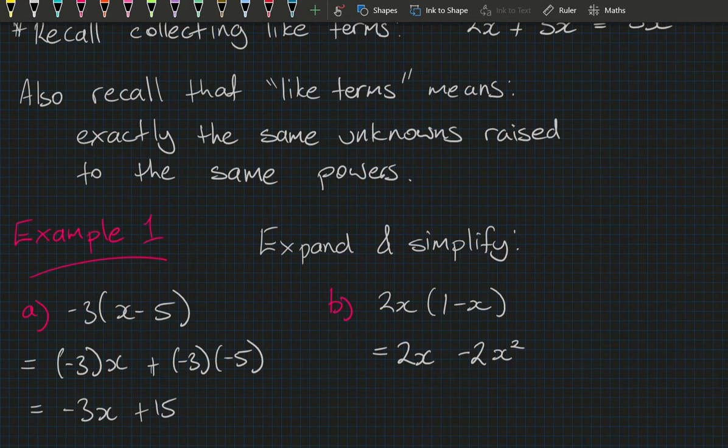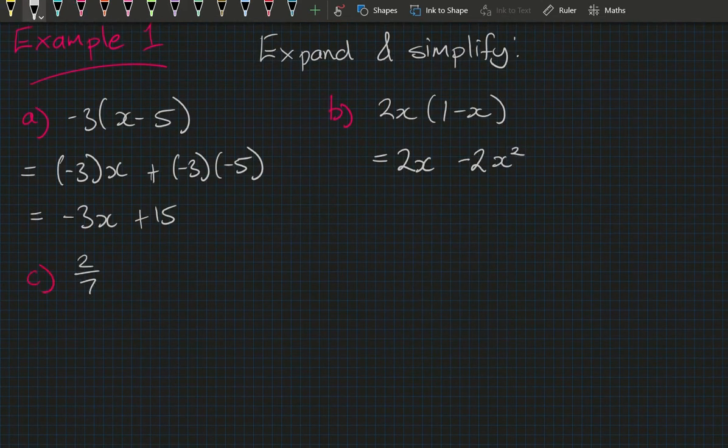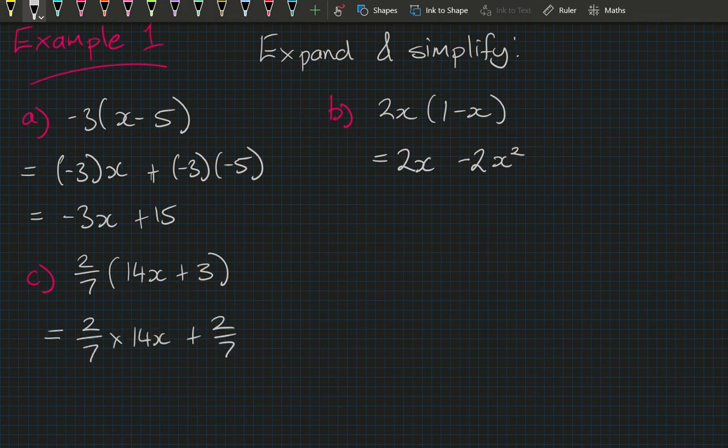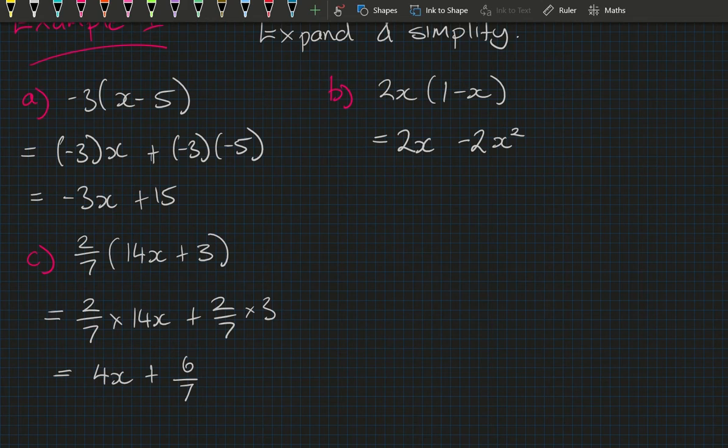So moving on to part C, we've got 2 divided by 7 times 14x plus 3. So obviously we multiply both elements in the binomial by 2 on 7. And because the 7 and the 14 cancel out a 7 each, we're left with 2 times 2x, which is 4x. And there's no cancelling with 2s, 3s and 7s, so we're left with 6 on 7, not x, just 6 on 7. So the expression at the top, 2 on 7 times 14x plus 3, is just equal to 4x plus 6 on 7.